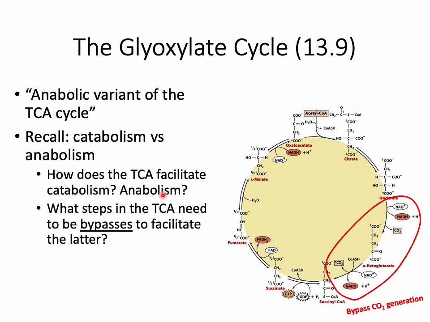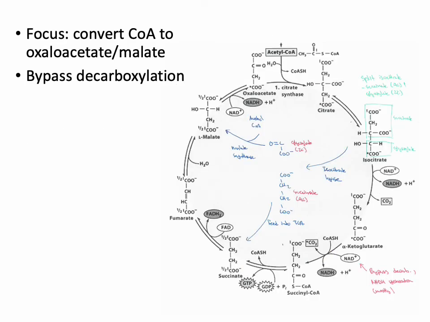On the flip side, if we want to promote anabolism, anabolism in the citric acid cycle is mediated by these intermediates over here, malate and oxaloacetate. So if we want to focus on anabolism, we want to find a way in which our citrate or isocitrate can be directly converted into malate and oxaloacetate, bypassing the loss of carbon dioxide and focusing exclusively on the generation of these two intermediate species. And that's what the glyoxylate cycle does. Again, the glyoxylate cycle focuses on converting acetyl-CoA into oxaloacetate and malate, as well as bypassing the decarboxylation process.